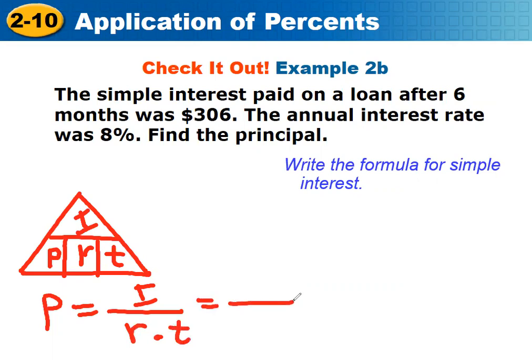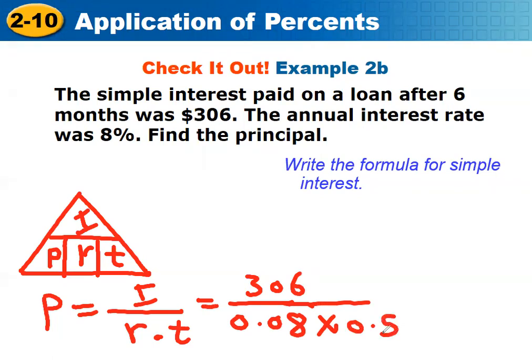Where is the interest? The interest was 306. And then R, change it into decimal, so it will be 0.08 times 6 months, so it will be 6 out of 12, which is 0.5, and then we can find the answer. So this is the first method. We can use the magic triangle, and then we will replace to find the amount of the principal.